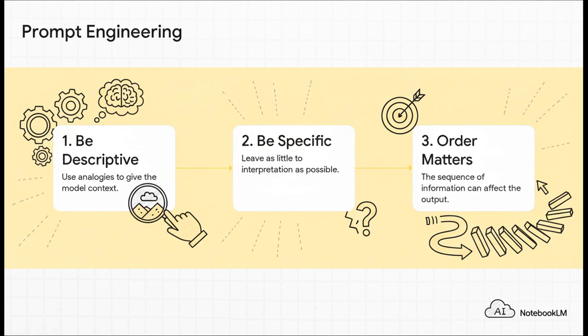First, be descriptive. Maybe use analogies to give the model some context. Second, be super specific, because any ambiguity is your enemy. And finally, and this is a big one, remember that the order in which you ask for things can totally change the output you get.